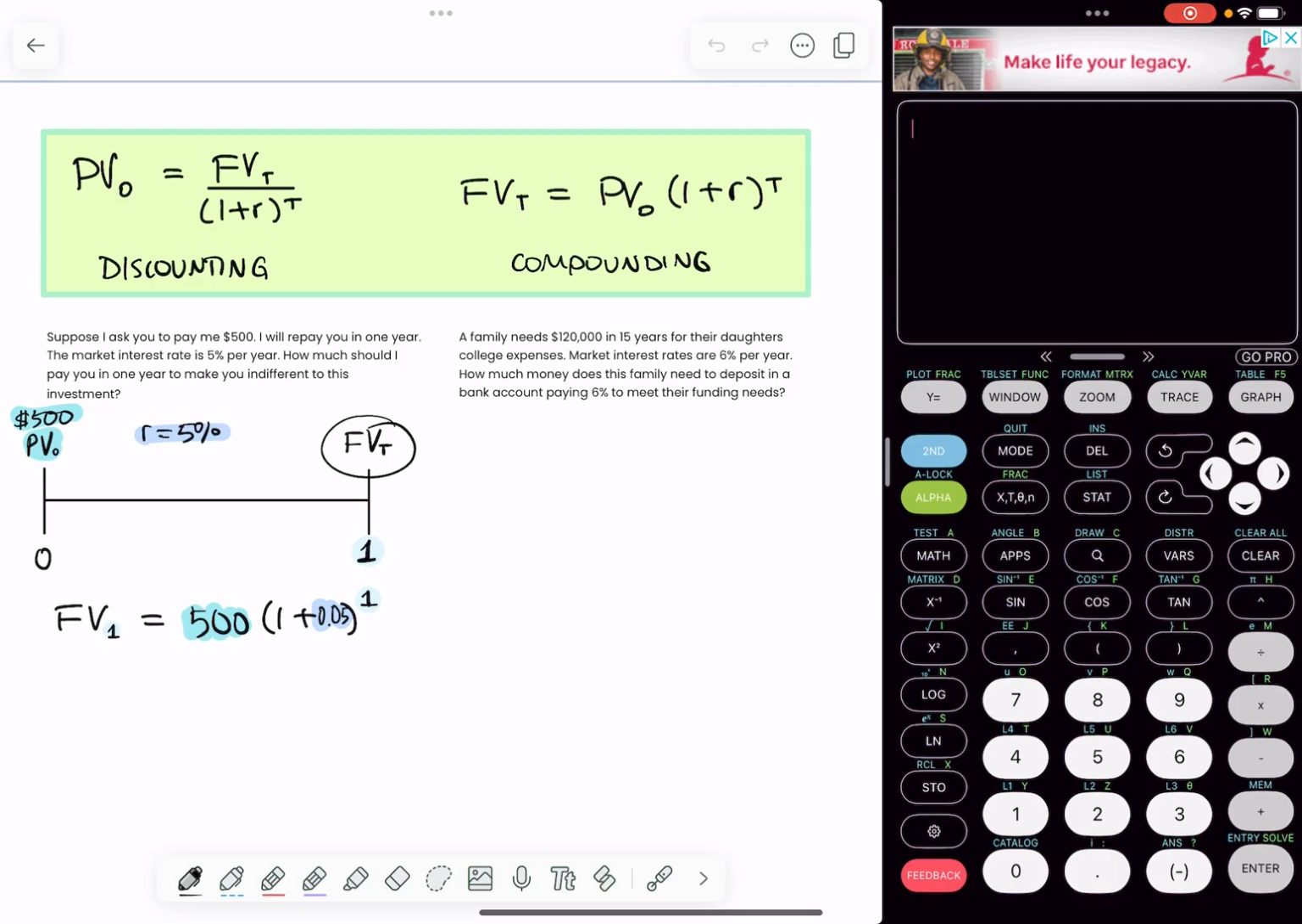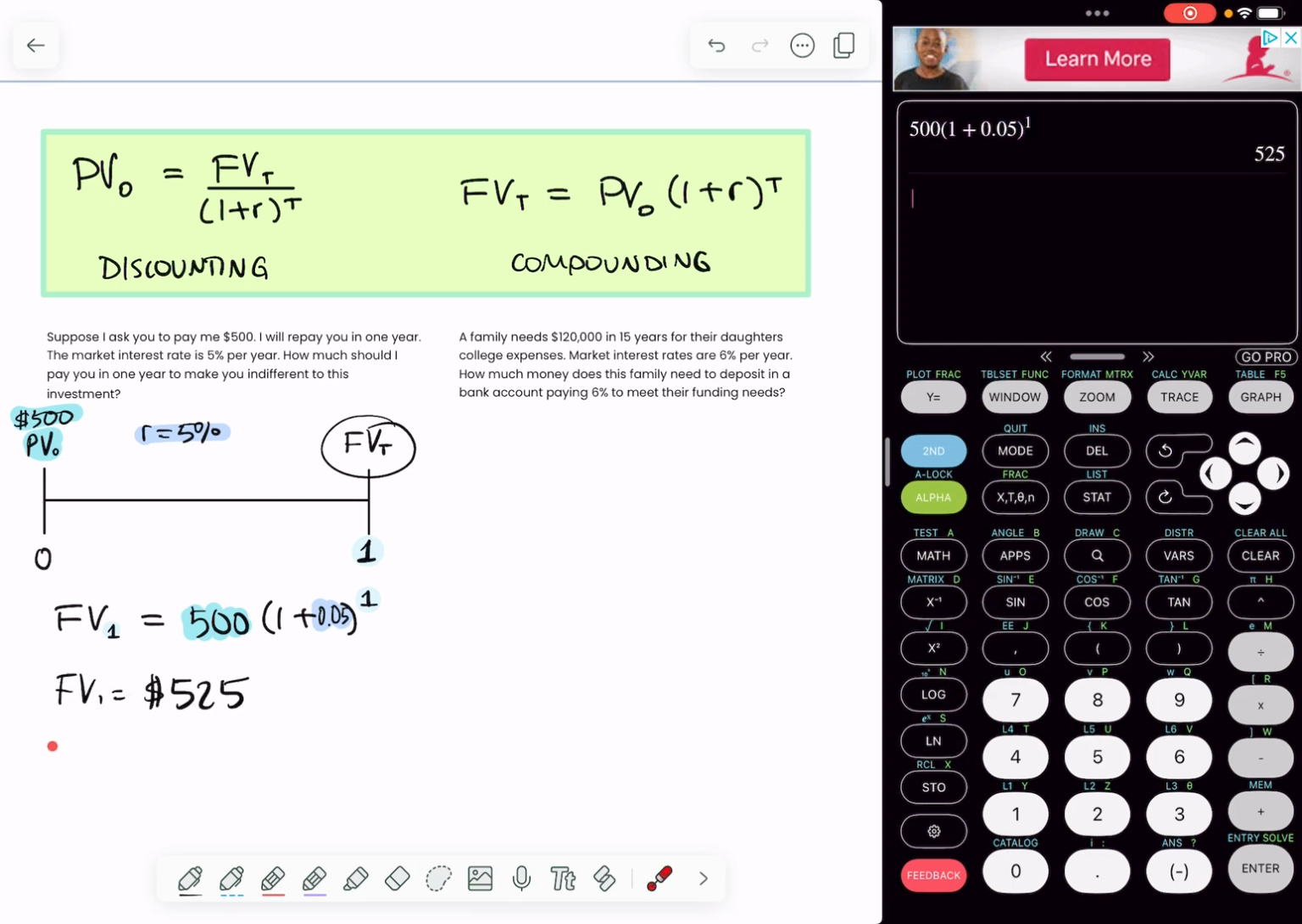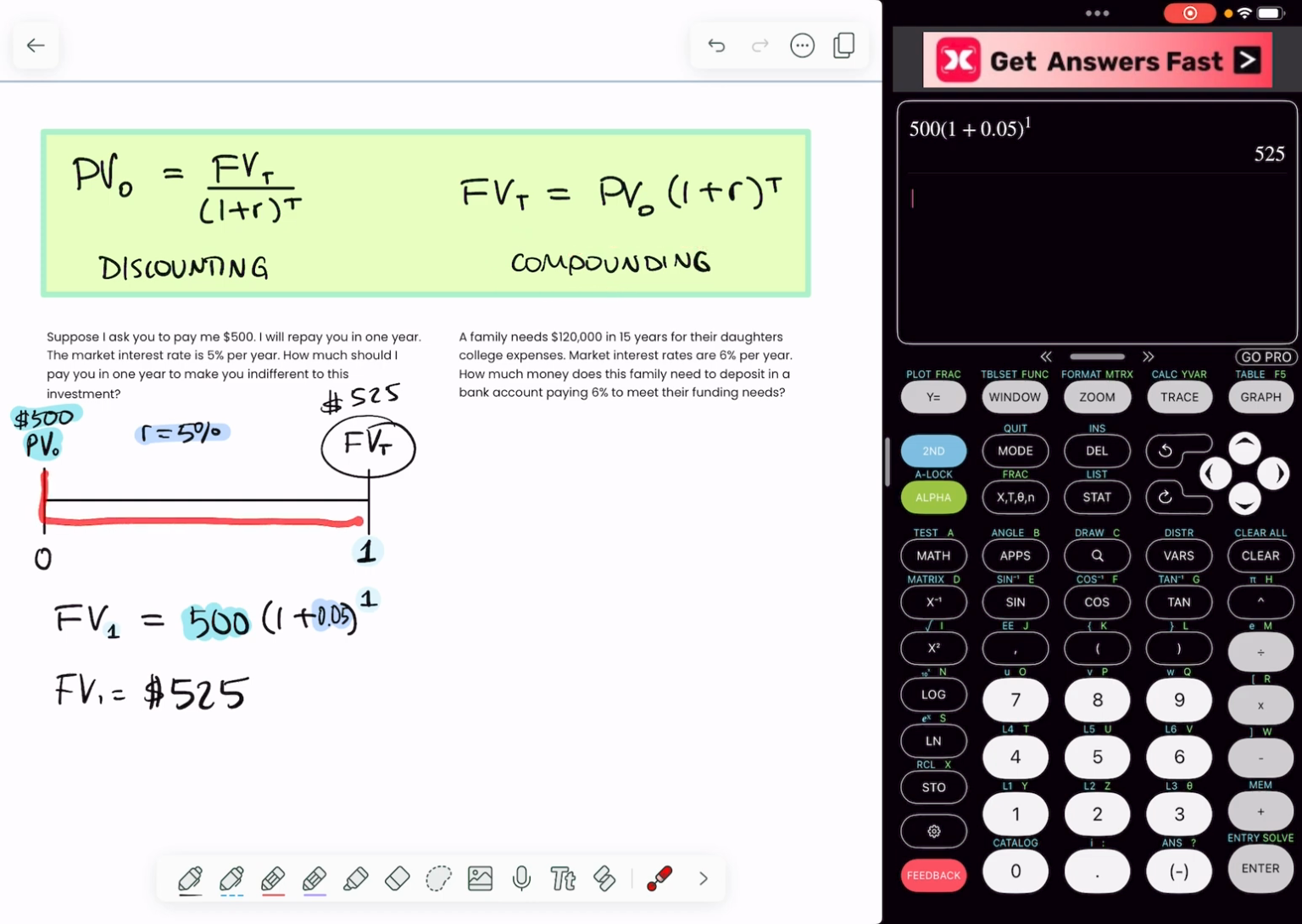So then you would just plug that into your calculator. That's 525. So in other words, I should pay you this amount of money in the future to make you indifferent to the investment, because this $500 is equivalent to this $525. So I'm going to pay you $525 to make you indifferent, because it's not like you gained any money. And again, we call this compounding because we're taking present value and we're taking it to the future.